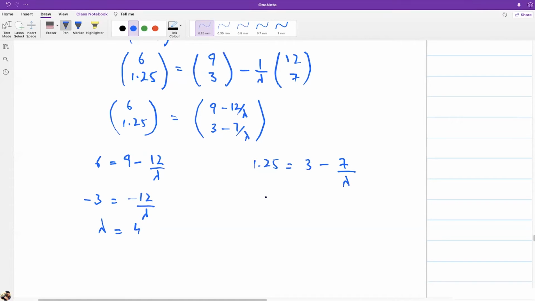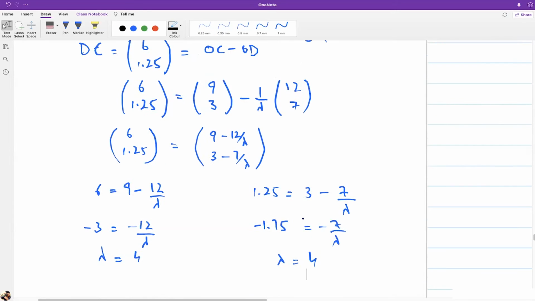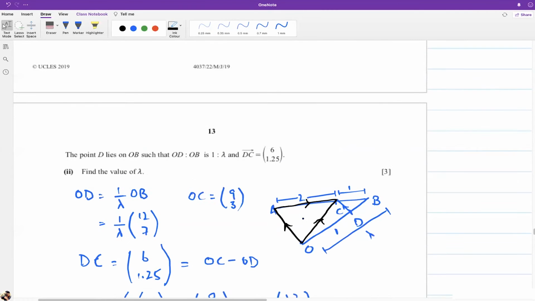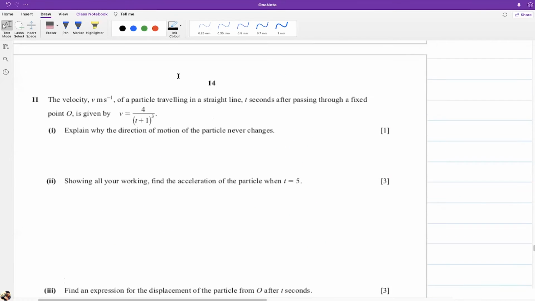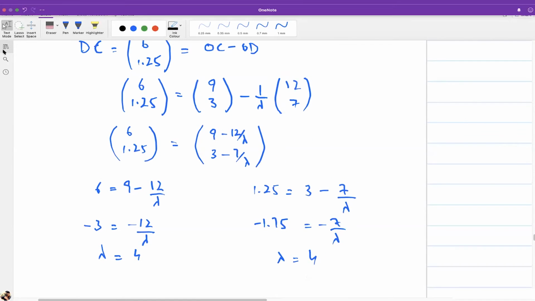So मेरे पास ये बन जाएगा minus 1.75 is equal to minus 7 over lambda, and that is, yeah, that is the same, 4. ठीक है? So I've got my answer, lambda is 4. So ये हमें चाहिए था और वो निकाल लिया. And yeah, that's it. The only question on vectors in this paper.